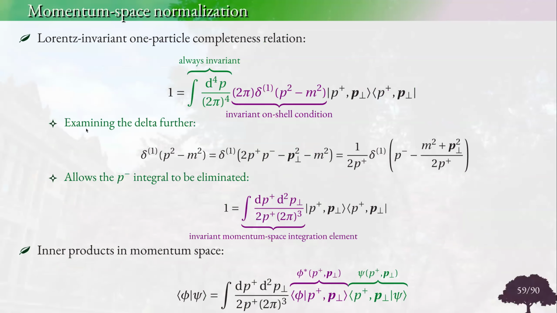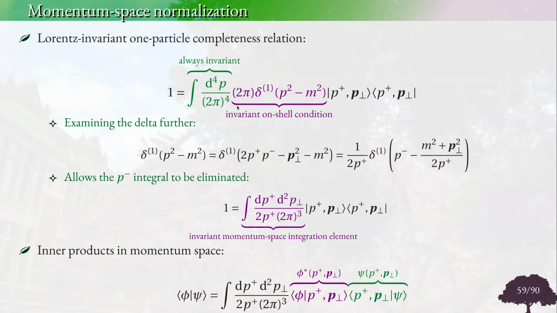So now we're going to talk about completeness relations in momentum. So basically, we define a Lorentz invariant one particle completeness relation. Here we're neglecting spin. Pretend we have a spin zero particle. The set of all possible states that your particle can be in is then spanned by the collection of p plus and p perp values that are possible. So you have an outer product between a bra and a ket for p plus, p perp.